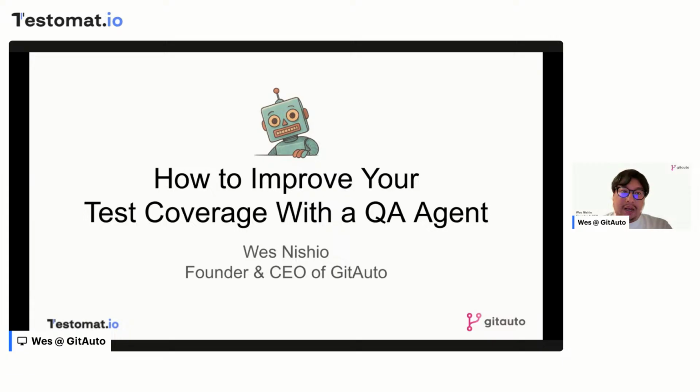Thanks for joining. I'm Wes, founder and CEO of GitAuto. GitAuto is a QA coding agent to improve test coverage by generating test cases for engineering managers and QA managers. So today we're going to talk about test coverage. That means, as you know, how much of your code actually runs during automated tests. So we look at how a QA coding agent can help improve that coverage without needing to grow your team.